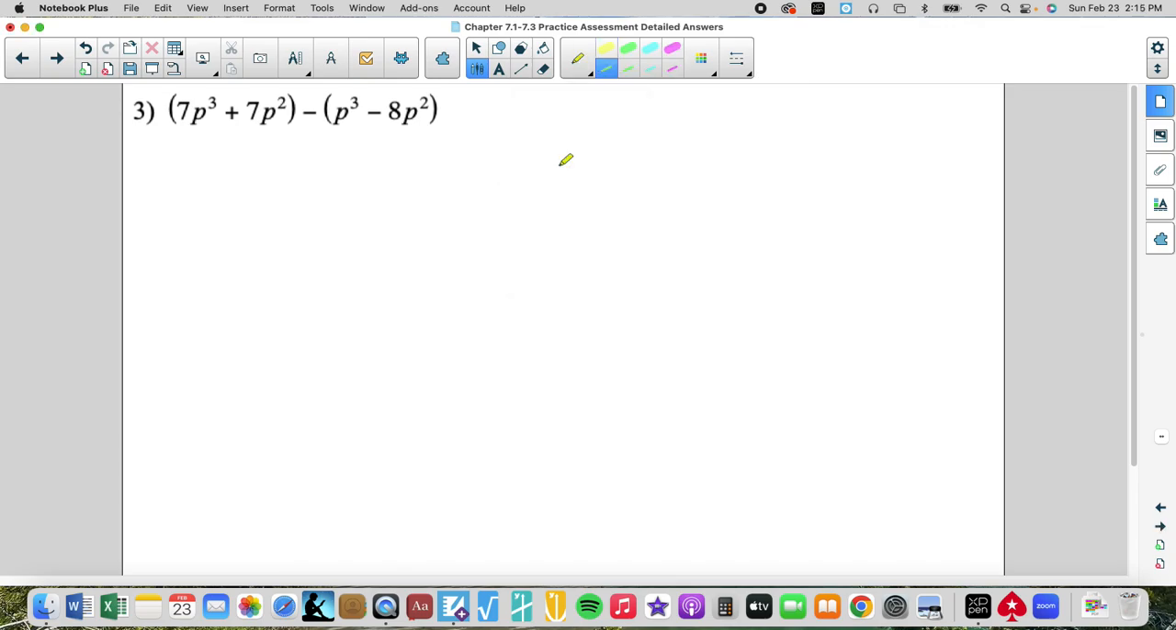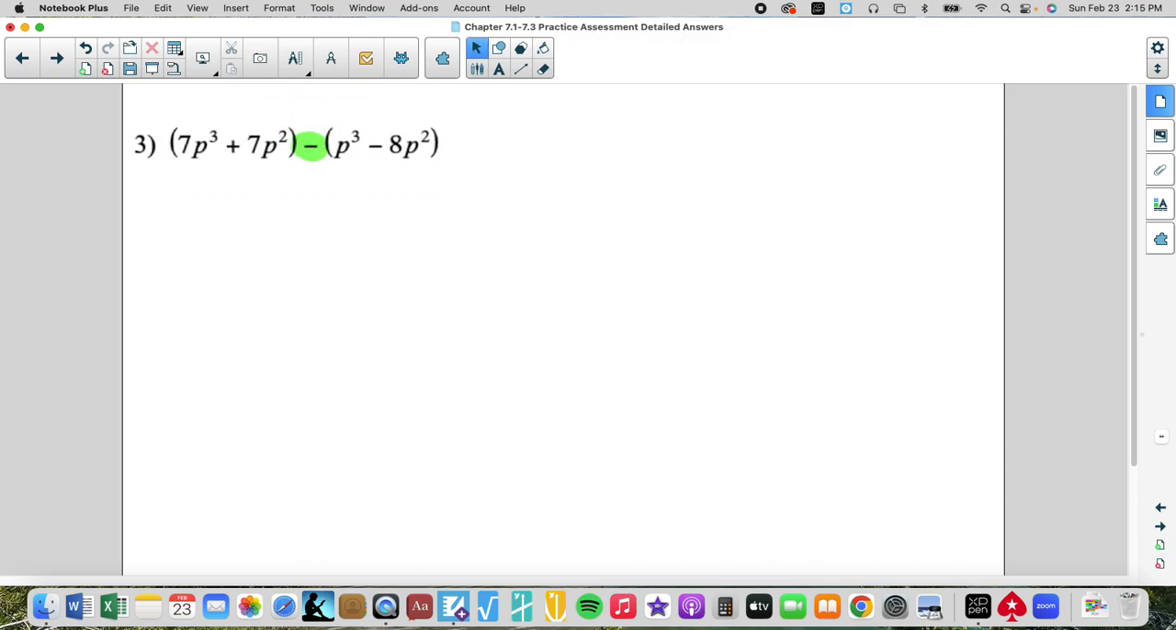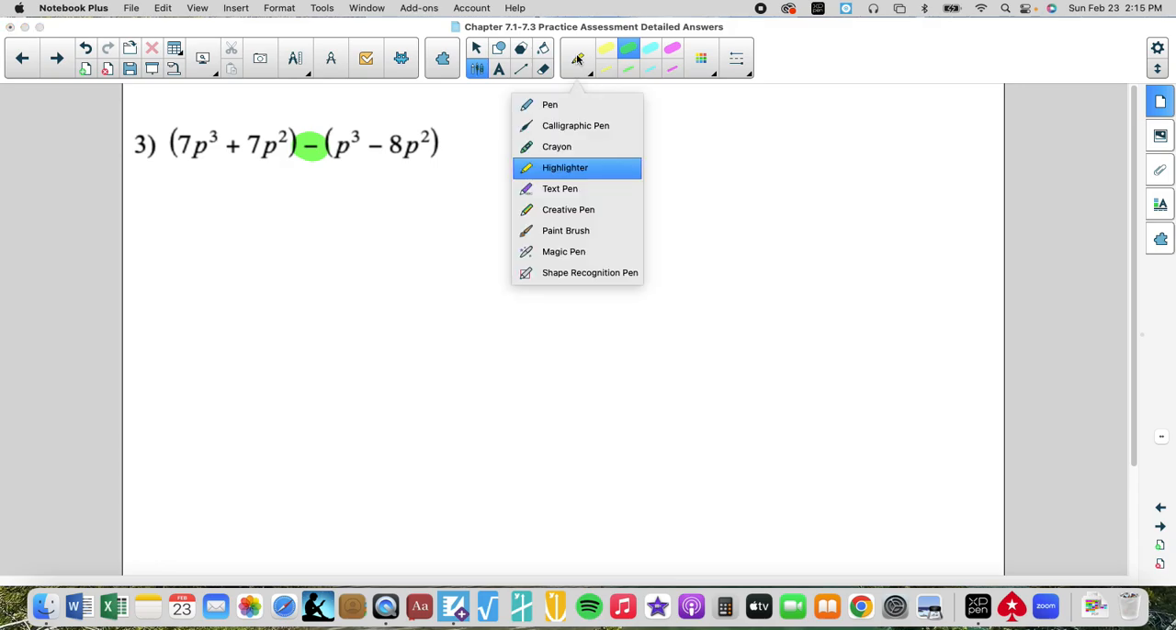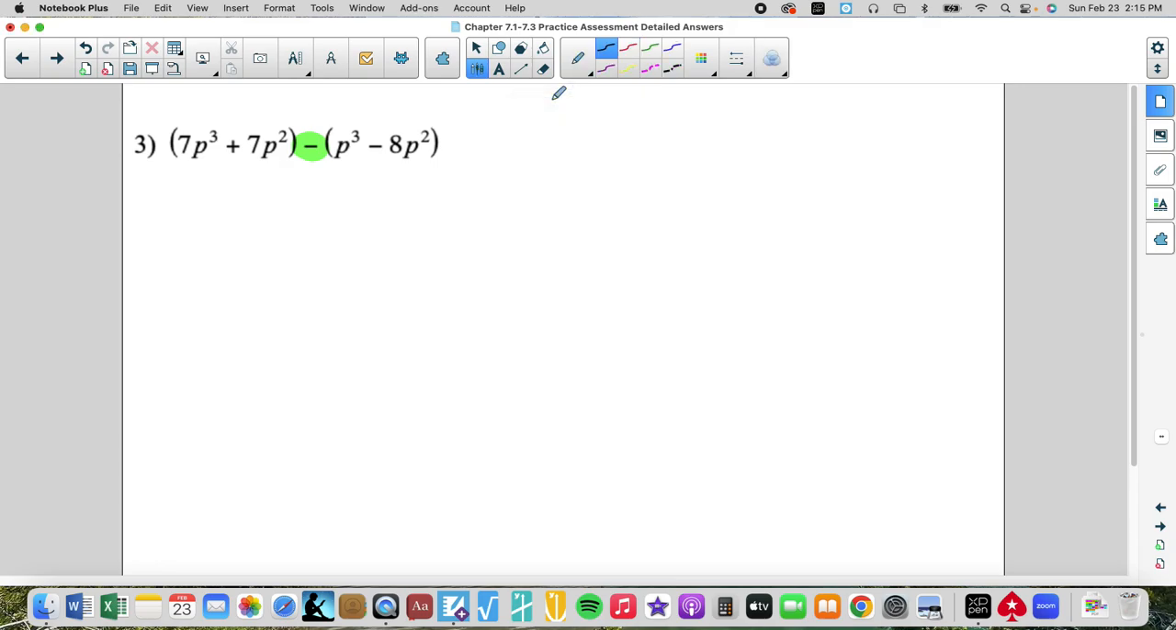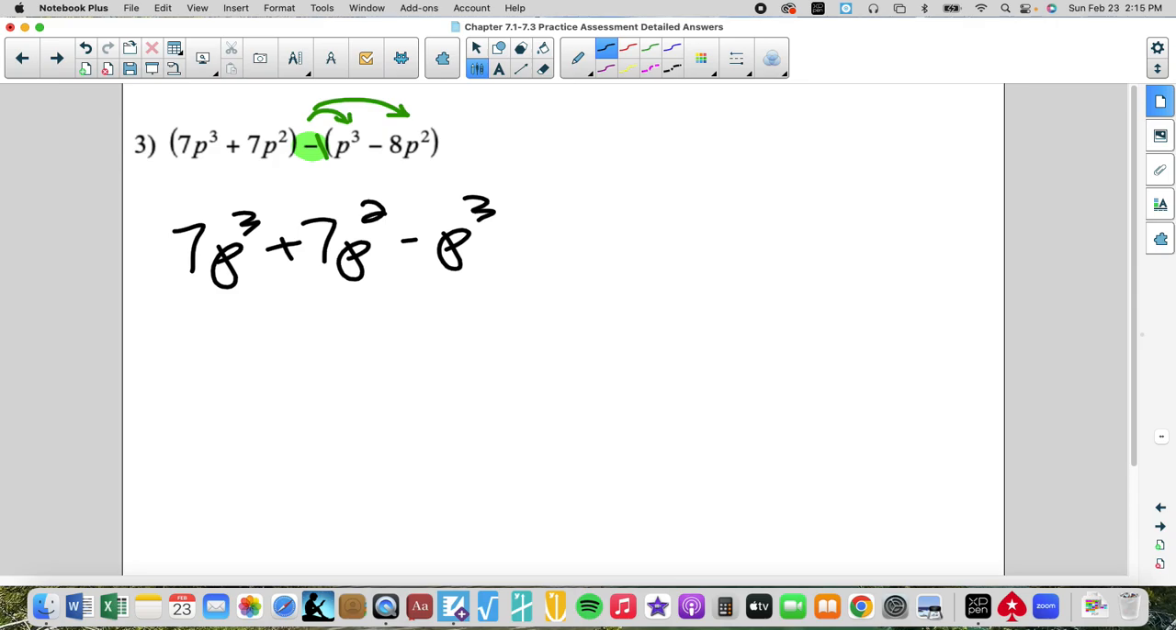Now we have a negative sign. We're subtracting the two. So this time we actually have to distribute out that negative, because a negative 1 on the outside definitely affects the terms inside. Negative 1 times that, negative 1 times that will change it. So 7p to the third doesn't change, 7p squared doesn't change. To the left of it doesn't, but to the right does. Negative 1 times p to the third is negative p to the third. Negative 1 times negative 8p squared is positive 8p squared.